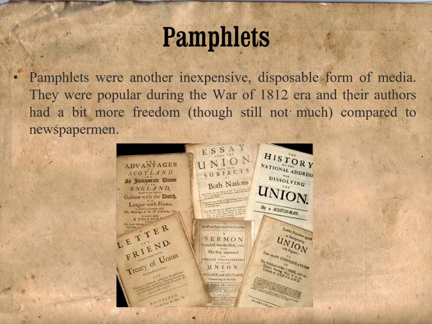I wanted to talk a bit about pamphlets because they're related to the newspaper business in terms of being another inexpensive, disposable, and up-to-date form of media that existed at this time. The authors had a bit more freedom to express themselves than they would have if they were writing for the papers, although still not much by our standards. You did have to be careful about what you published in these pamphlets. But in general, you can find some more interesting material in these than you can in the papers. I'm not going to go too deep into these.